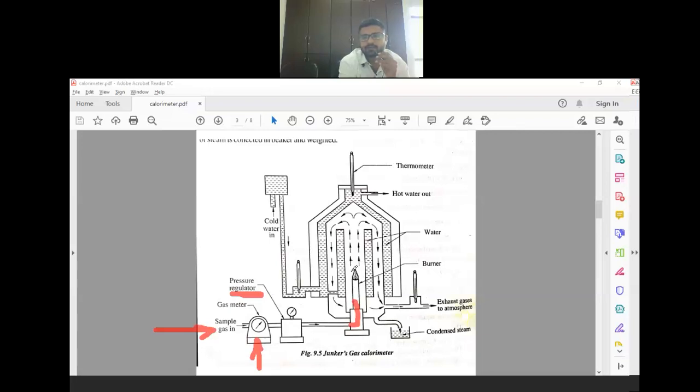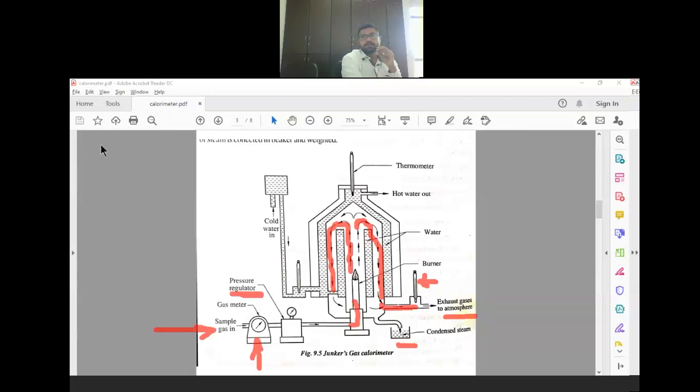Once combustion takes place, this flue gas will come out, and finally it goes to the exhaust. And here also you need to measure the temperature. And we know that vapor is also present inside the flue gas. Clear? So whenever it comes out, some of the water vapor gets condensed, and that water you need to collect here. So this is one circuit.